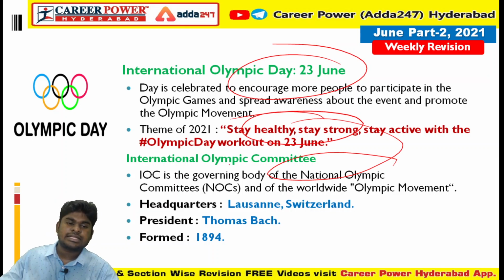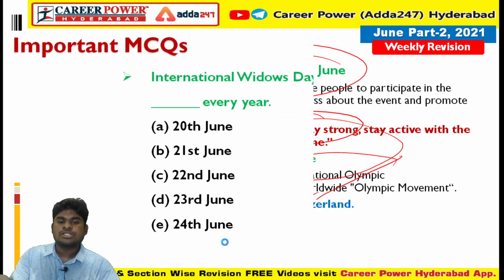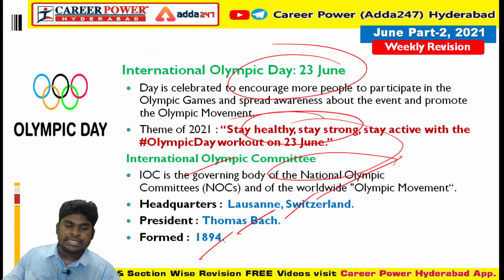This is conducted by the International Olympic Committee, which is the governing body of the National Olympic Committees and the worldwide Olympic Movement, headquartered in Lausanne, Switzerland. The present president is Thomas Bach, and it was formed in 1894.